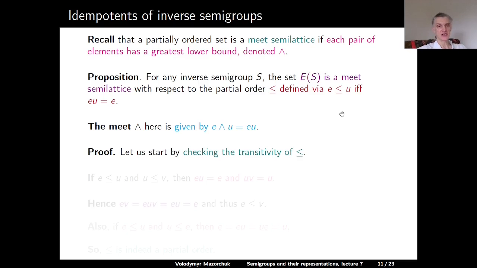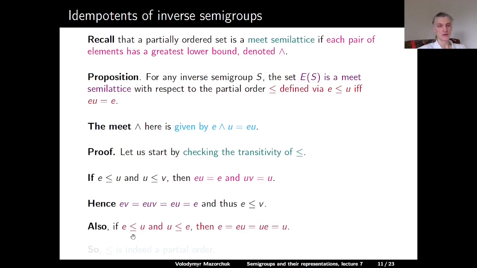Proof. Let us start by checking the transitivity of this relation. So if E is less than or equal to U and U is less than or equal to V, then EU is equal to E and UV is equal to U. Hence, E times V is equal to EUV because E is EU, and this is equal to EU because UV is U, and this is equal to E because EU is E. And this means that E is less than or equal to V. Also, if E is less than or equal to U and U is less than or equal to E, then E is equal to EU, that's equal to UE, and this is equal to U. And this means indeed that our relation less than or equal to is a partial order.